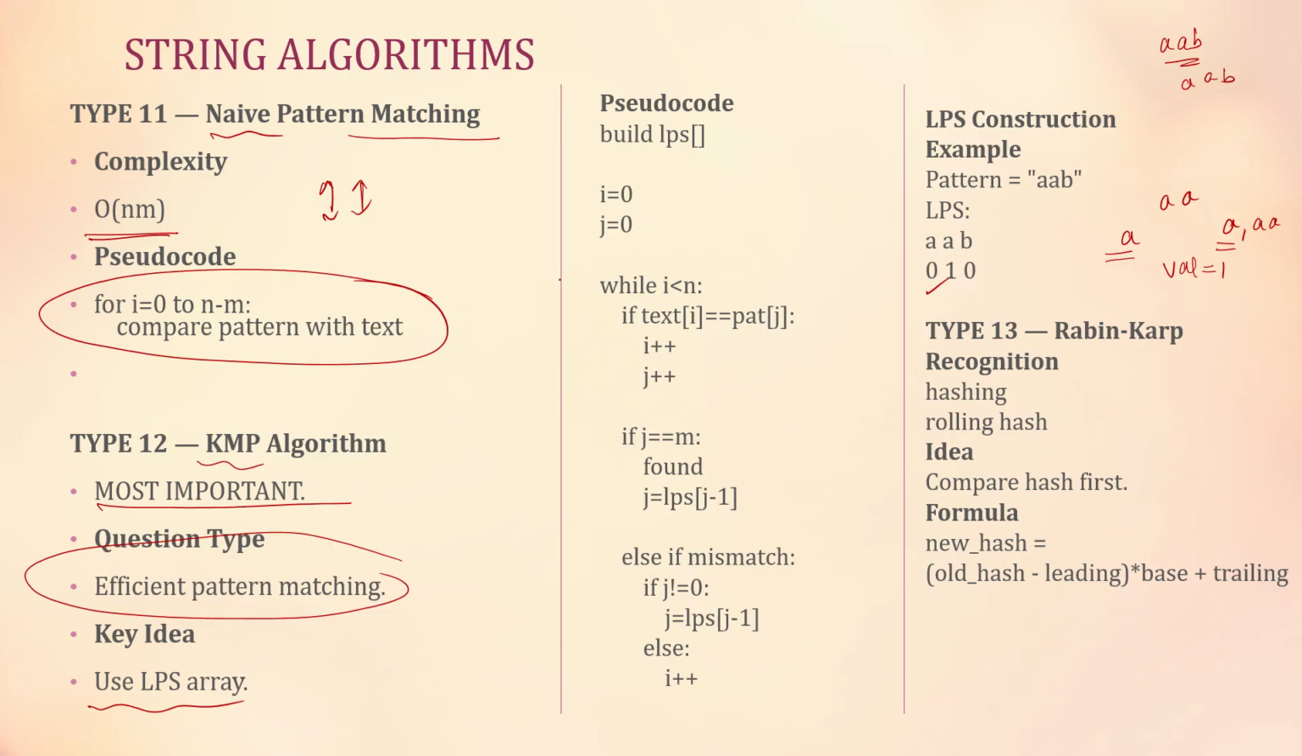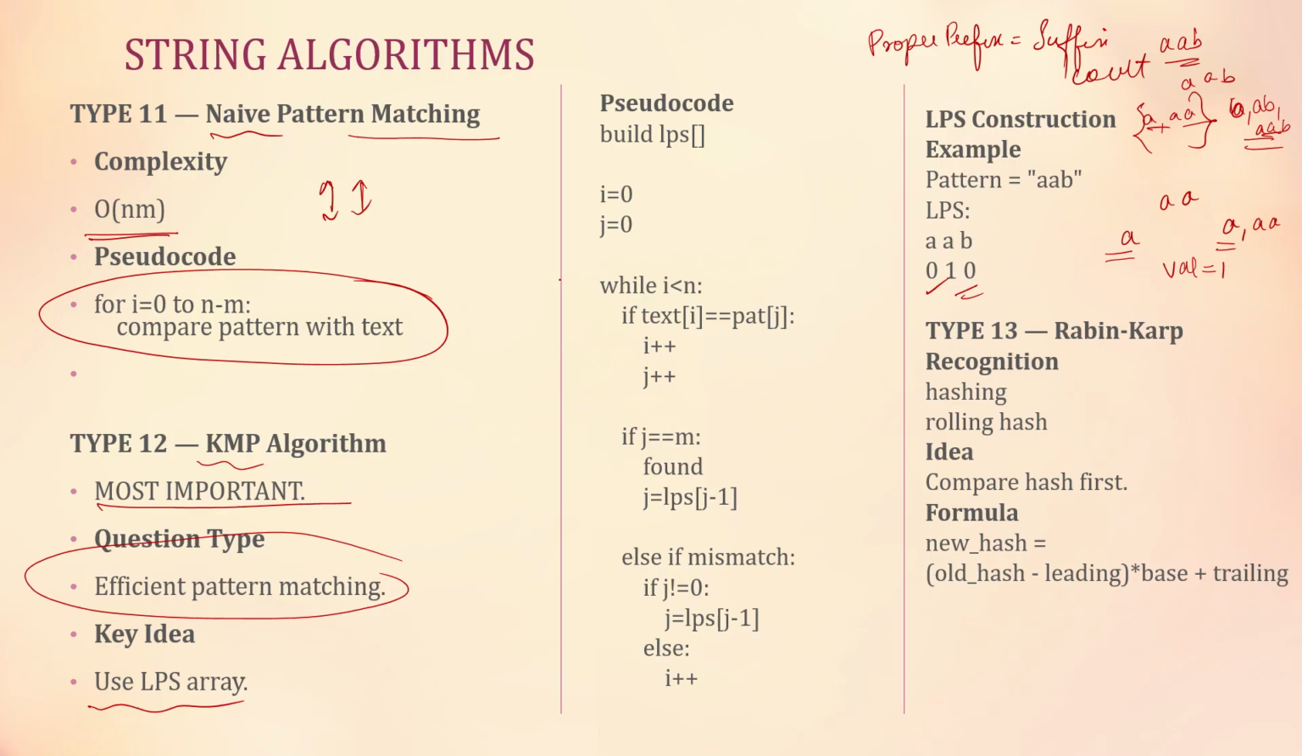AAB. Your suffixes we have B, AB, AAB. Your proper prefixes are A, then double A. So only A is there in the suffix check. B, double A, not there. So the value will be 0, as your proper prefix is not matching with your suffix. So in this case, the count of proper prefix equal to suffix is taken care of.